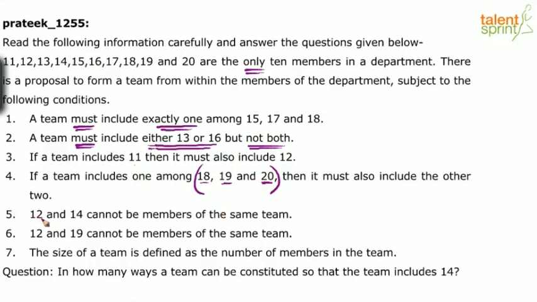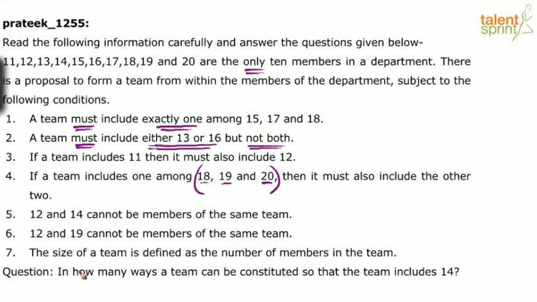Then fifth point, 12 and 14 cannot be the members of the same team. So very clearly 12 and 14 should not be together, right? So if 14 is there, 12 should not be there. If 12 is there, 14 should not be there. Similarly, 12 and 19 cannot be the members of the same team. If 12 is there in the team, then 19 will not be a part of the team. Vice versa. If 19 is there in the team, 12 will not be a part of the team. And the seventh point says the size of a team is defined as the number of members in the team, right?